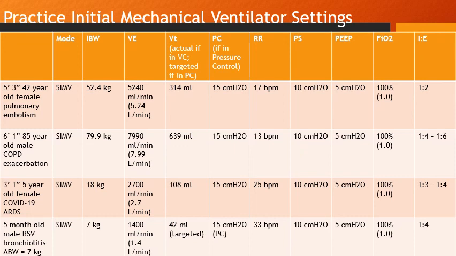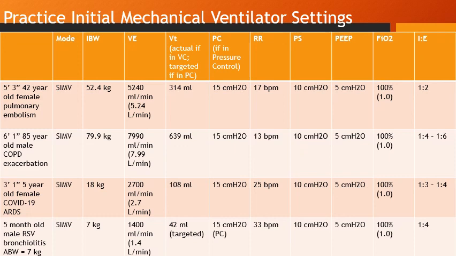For minute ventilation for infants, remember that's going to be 200 milliliters per minute. So 7 times 200 is going to give us 1,400 milliliters per minute, or 1.4 liters per minute for this patient's minute ventilation. Then our tidal volume for this patient, we will take 7 kilograms times 6 milliliters per kilogram. That's going to give us 42 milliliters for our targeted tidal volume.